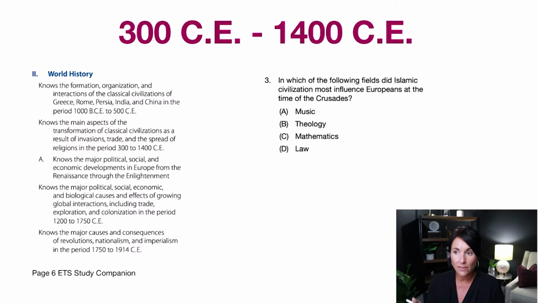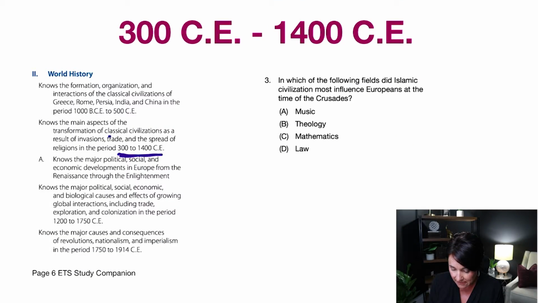Now let's move to another point in time, which is going to be right around in here: 300 CE to 1400 CE. So now we're past the BCE era. We're into the Common Era, and we're still in the classic civilizations piece. We're still way back in the day. But I want to show you a situation where you can kind of use your background knowledge to help yourself grab answers where you can. Let's take a look at this. In which of the following fields did Islamic civilization most influence Europeans at the time of the Crusades?